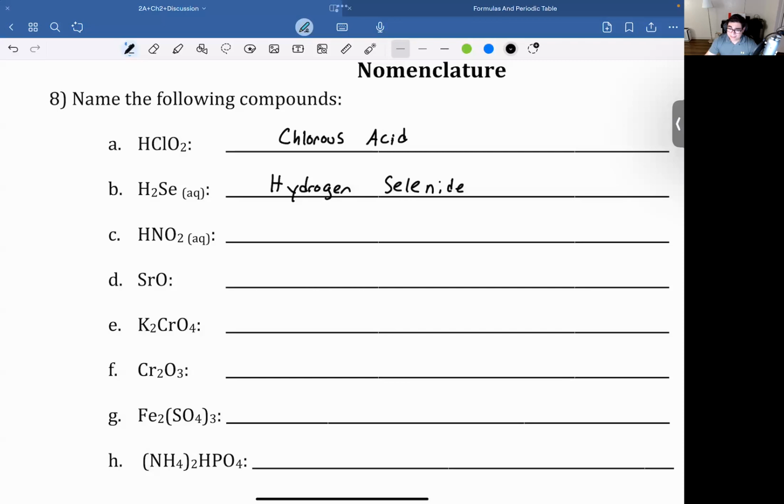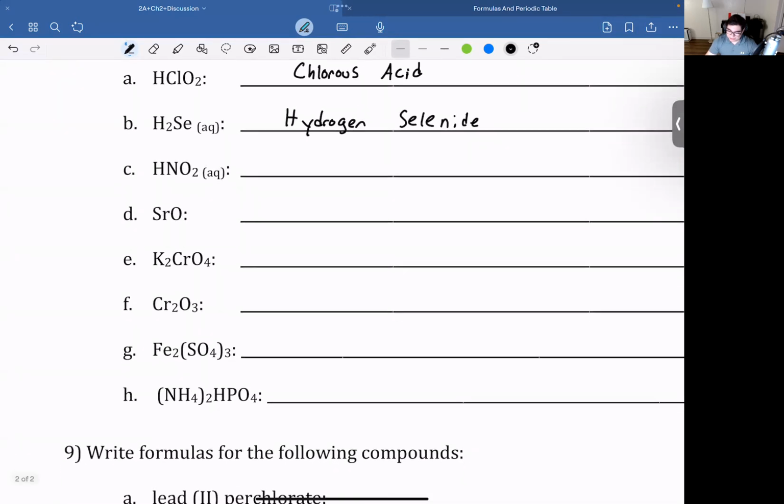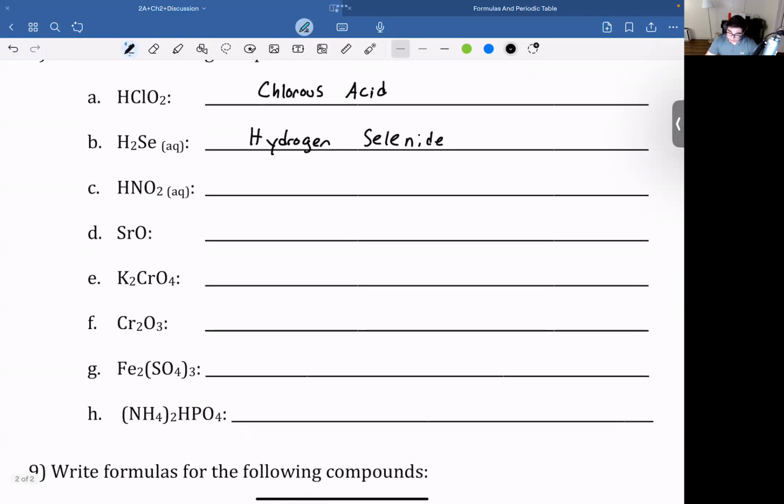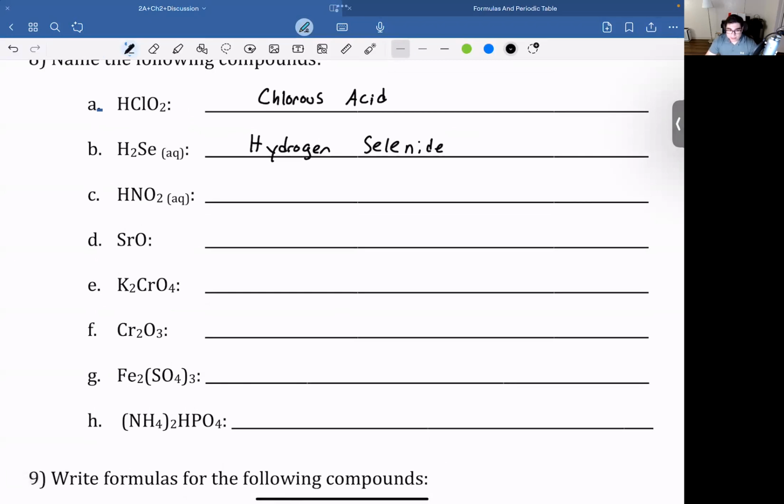H2O is hydrogen oxide. I think you'll get into naming of non-metals later. So HNO2, the way you name that. If you look at the series, I don't have it with me, so it's something you're going to have to memorize. There's NO2 and NO3. NO2 is nitrite. NO3 is nitrate. So again, similar thing with the ClO series. ClO2 is chlorite, ClO3 is chlorate. So this is nitrite. So how do we name this one?